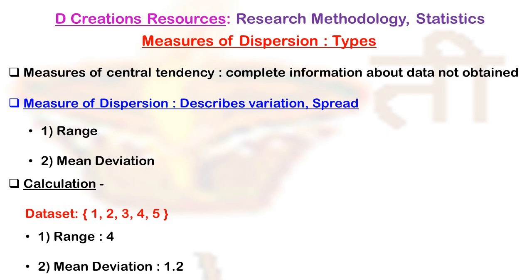Now there are other types of dispersion as well, and the calculation also depends on the nature of the data. Whether the data is ungrouped data or grouped data matters. In some of the later episodes we are going to talk about these aspects as well.